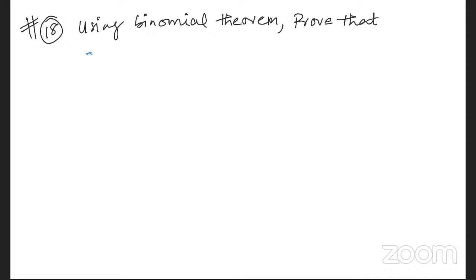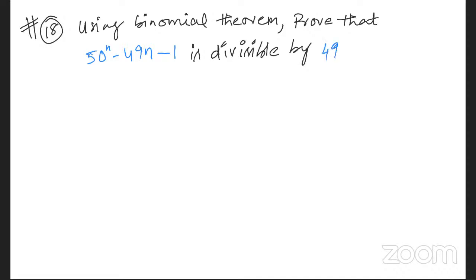50 to the power of n minus 49n minus 1 is divisible by 49 square, for all positive integers n.